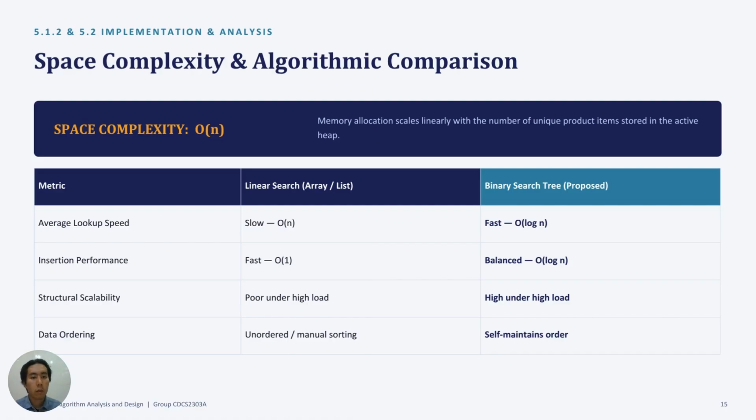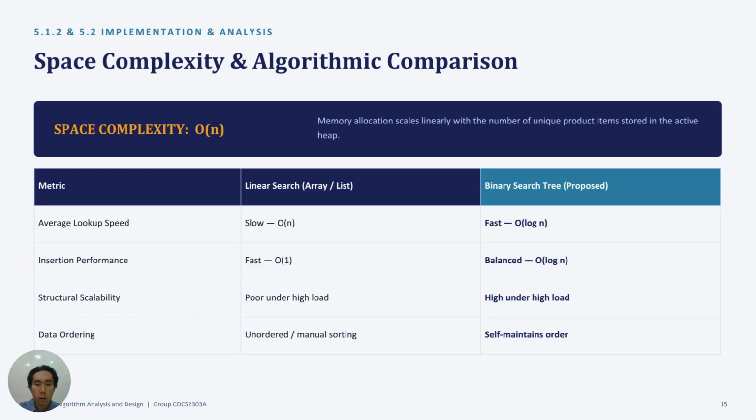And for this section, it will compare the differences between linear search and binary search. In terms of average lookup speed, linear search is slow, while binary search is fast. In terms of insertion performance, linear search is fast, while BST is balanced. And for structural scalability, linear search is poor under high data load, while binary search is high under high data load.